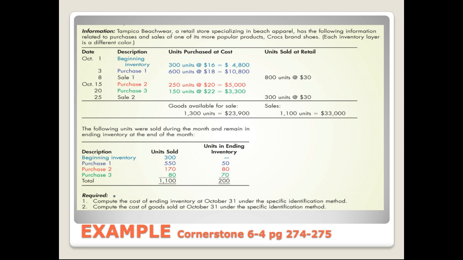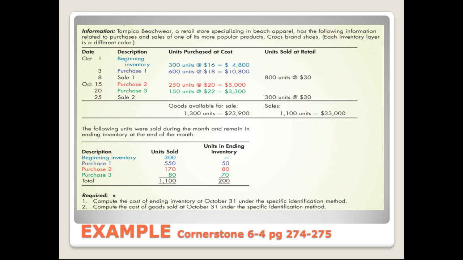Let's look at an example. Cornerstone 6.4 in your book talks about a company that sells beach apparel, Tampico Beachwear, and we're actually going to look at the purchase and sales of one of its most popular products, which is the Crocs shoes. Notice that in your book, in these cornerstones, they're actually color coding each of the inventory purchases. So the company starts the month of October with 300 units, 300 pairs of Crocs shoes at $16 a pair.